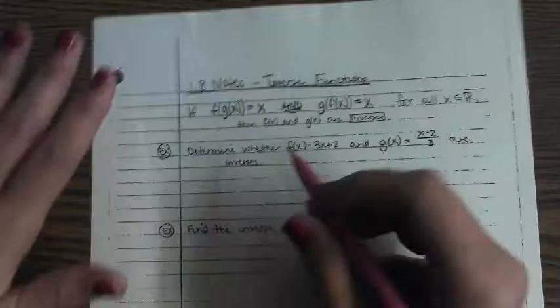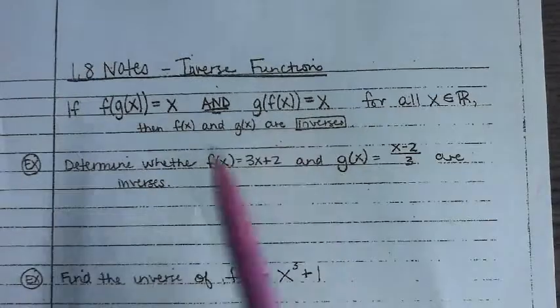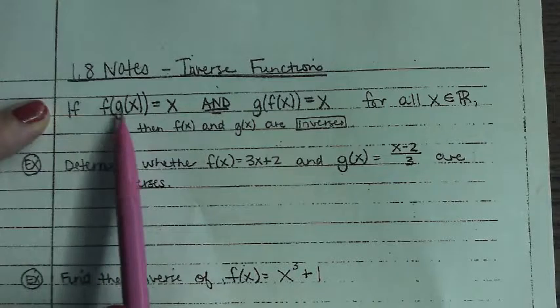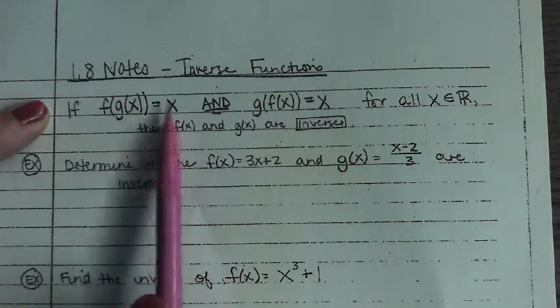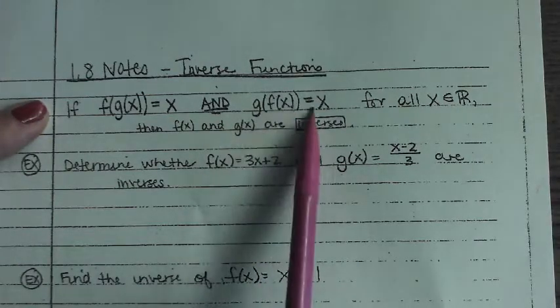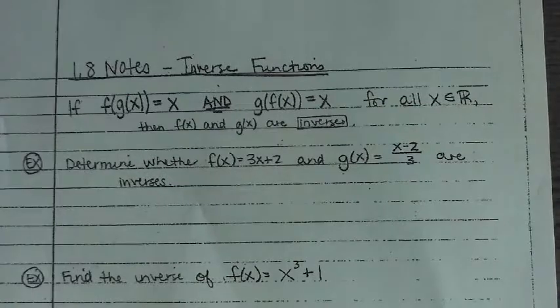One of the more technical and more proper definitions is this first piece of information here. If f of g of x, when you compose the two functions, equals x, and the reverse order also has to be true, g of f of x has to equal x for all real numbers, then f of x and g of x are said to be inverses. I know you focus on switching the x's and y's, but the whole idea of two functions that are inverses is that they reverse what the other one has just done to an input.